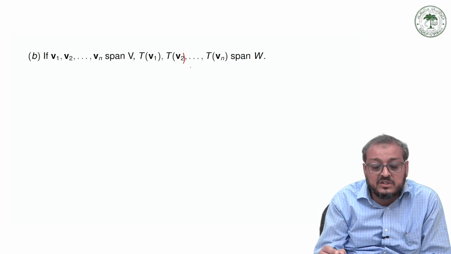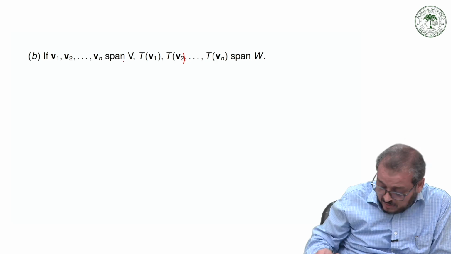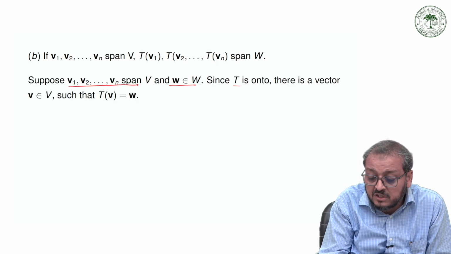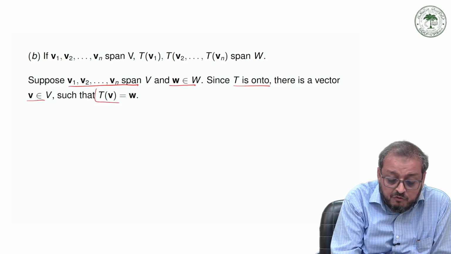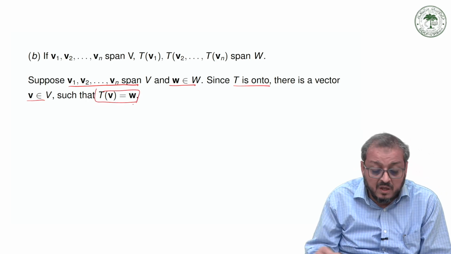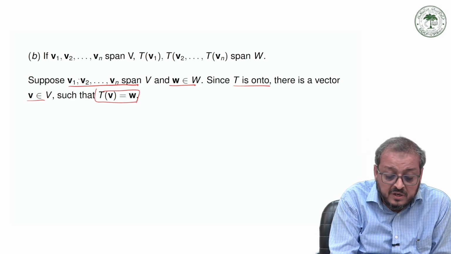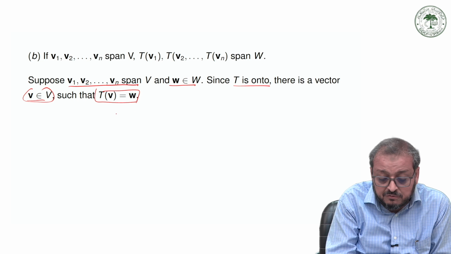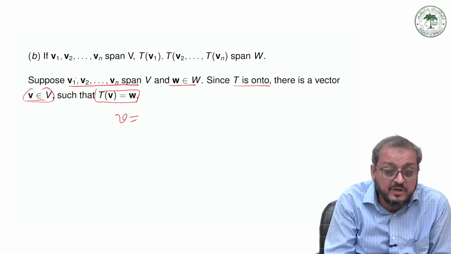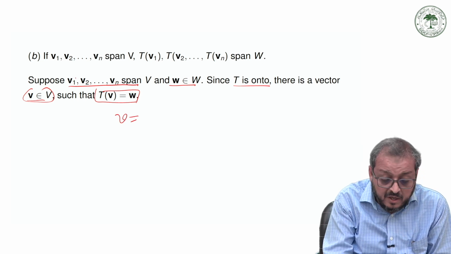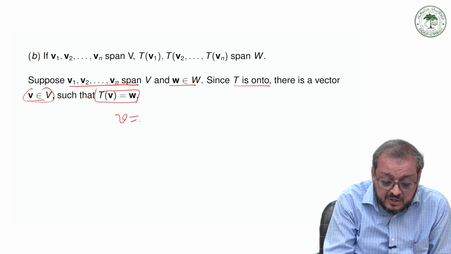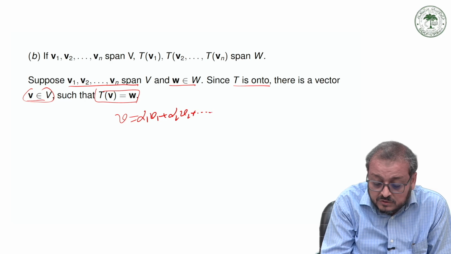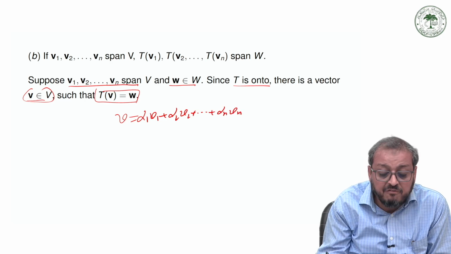Because we are given that T is onto, and V1, V2, ..., Vn span V, take w belonging to W. Since T is onto, there exists a vector v such that T of v is equal to w. So we have any vector v belonging to V. This v can be written as a finite linear combination of the elements V1, V2, ..., Vn. So v can be written as alpha 1 V1 plus alpha 2 V2 plus and so on, alpha n Vn.